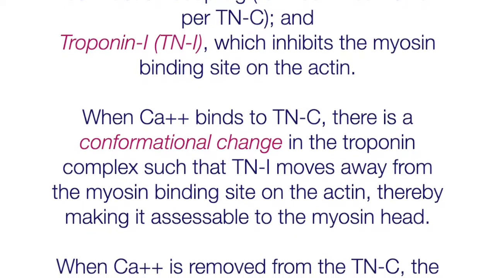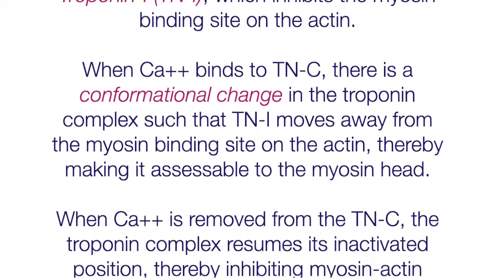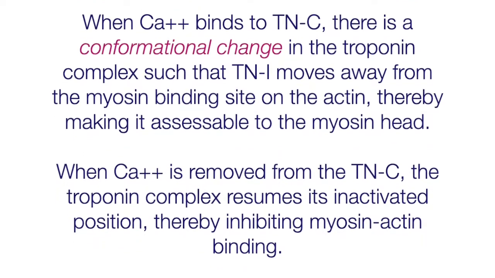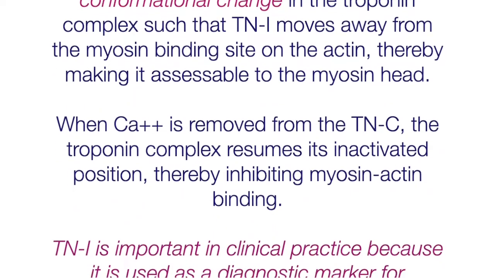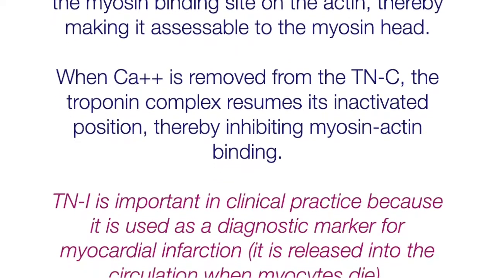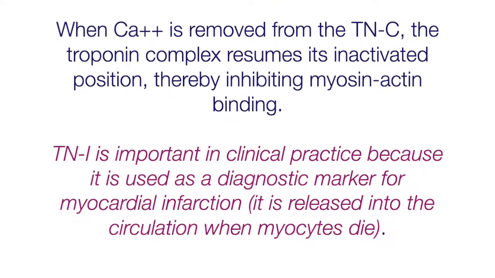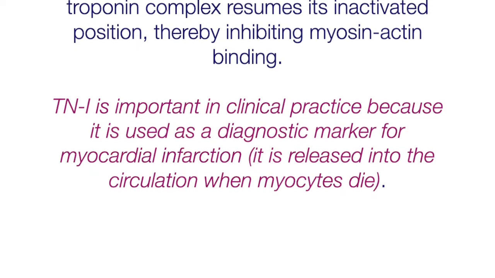When calcium binds to TNC, there is a conformational change in the troponin complex such that TNI moves away from the myosin binding site on the actin, thereby making it accessible to the myosin head. When calcium is removed from the TNC, the troponin complex resumes its inactivated position, thereby inhibiting myosin-actin binding.